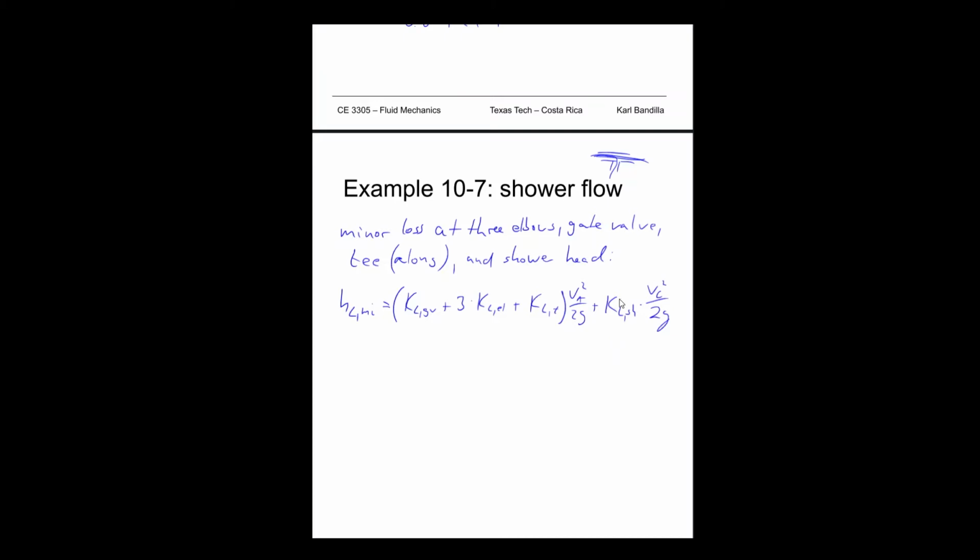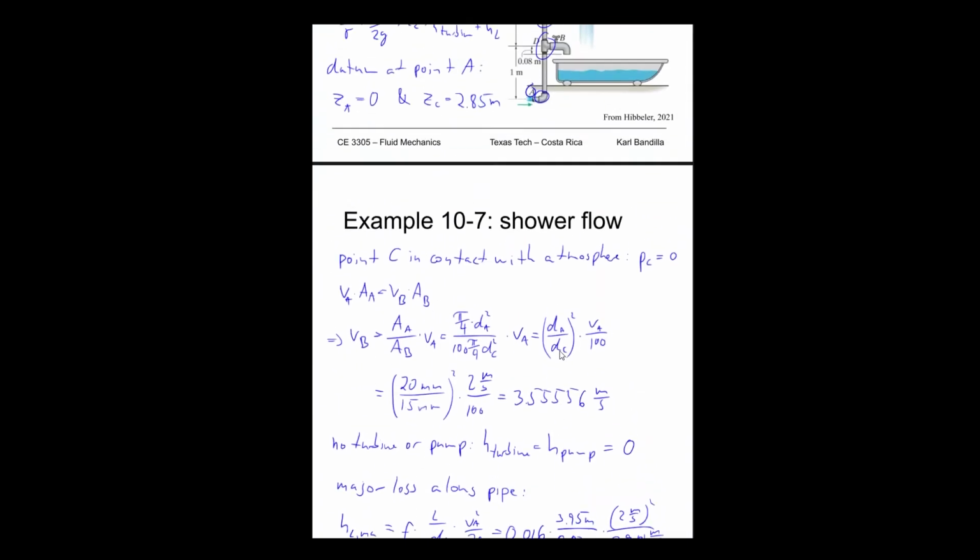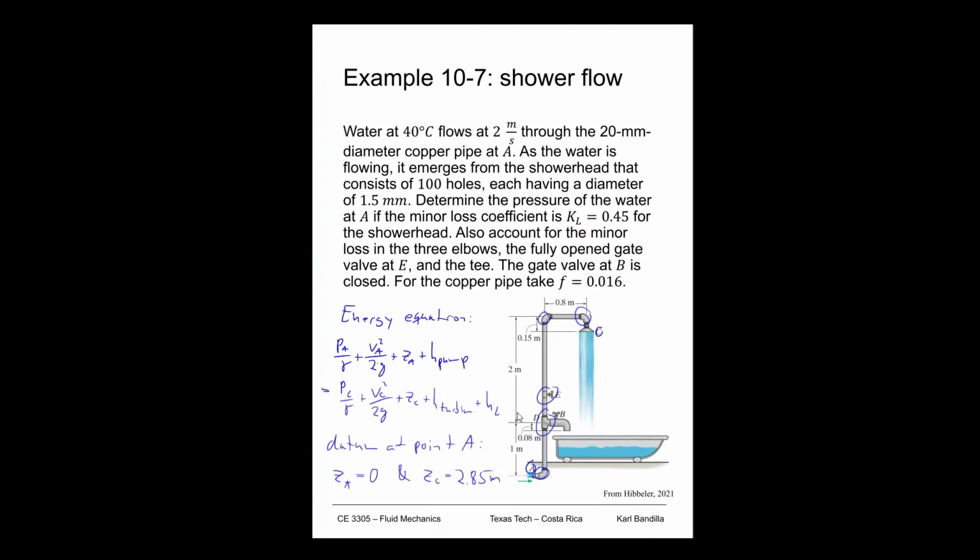And all of these things we can look up and do the calculations. For our gate valve, we know it's 0.1. For our elbows, it's 0.9. For our T, if we're going straight through, it's 0.4. VA was 2 meters per second, divided by 2 times 9.81 meters per second squared. Now for the shower head, I think we're given that somewhere. Yeah, 0.45.